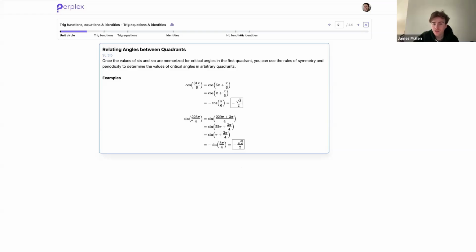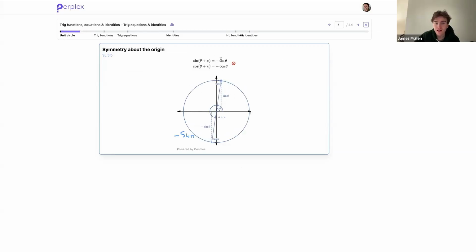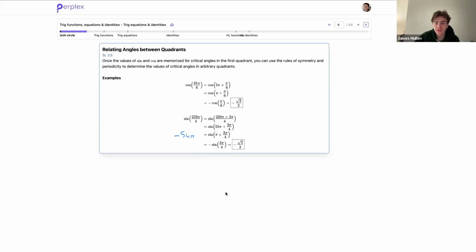All right. Let's do a similar example for sine. If I have 223 pi over 4, I can write that as 220 pi over 4 plus 3 pi over 4, and 220 over 4 is just 55 pi. Again, I can subtract out any multiple of 2 pi, so I'm going to subtract out 54 pi. That's going to bring me to sine of pi plus 3 pi over 4, and similarly, remember, we have sine of theta plus pi is equal to negative sine of theta, so sine of pi plus 3 pi over 4 is minus sine of 3 pi over 4. And 3 pi over 4, remember, gives a sine of root 2 over 2. And so the answer is negative root 2 over 2.